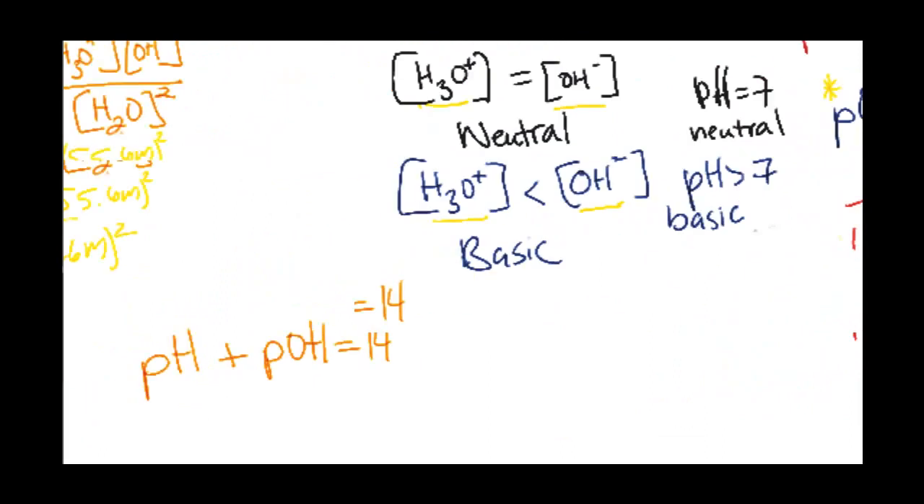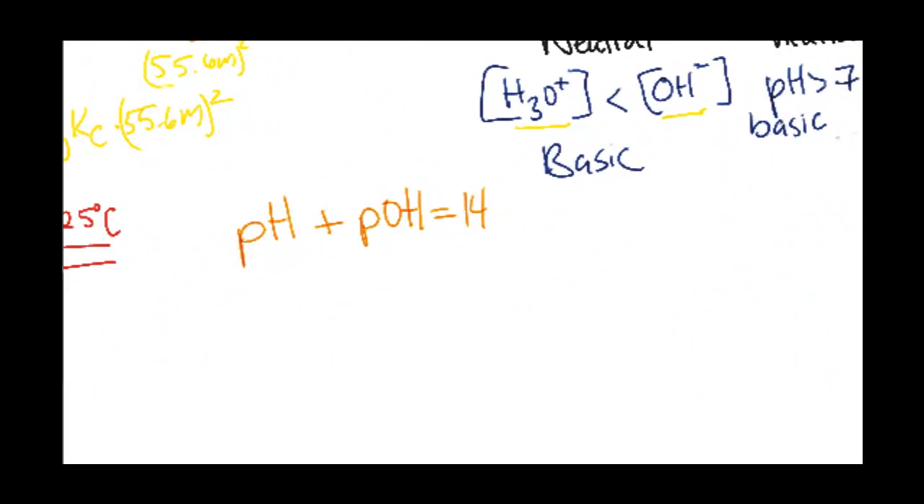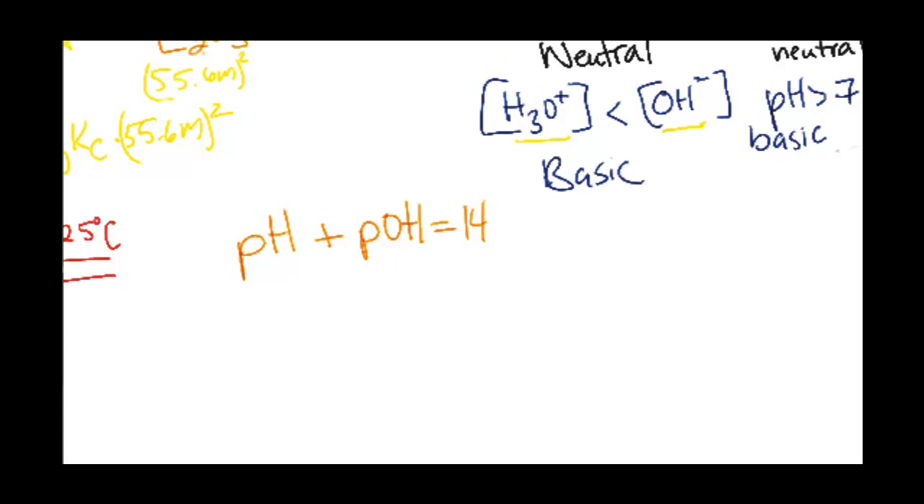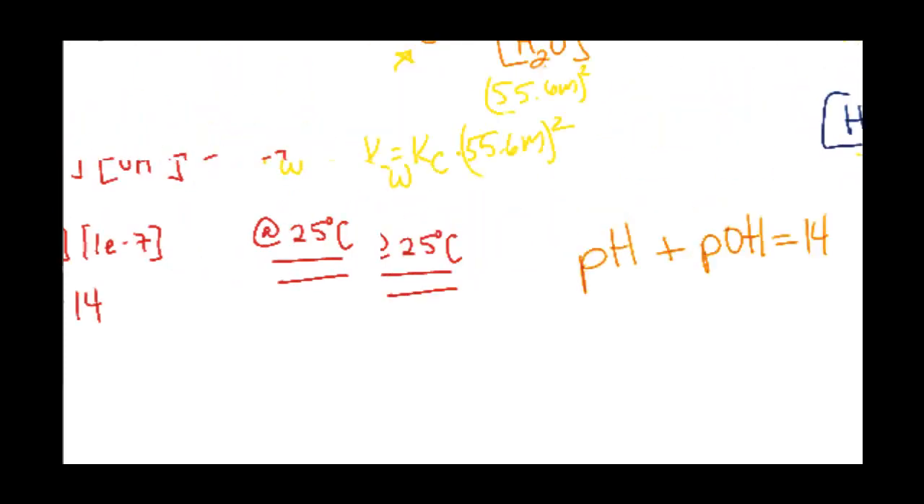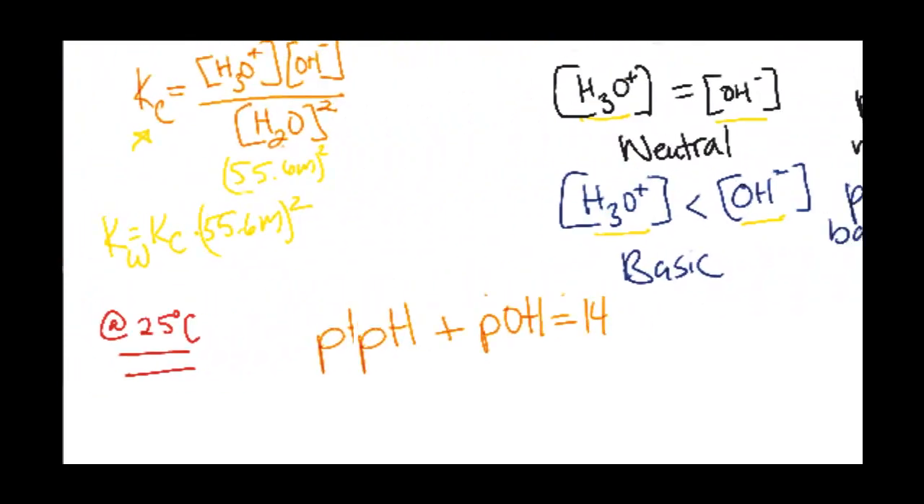Alright, and as a result, if you were to look at the relationship between pH and pOH, you add them together, they should equal 14. So if you know one and want the other one, just do 14 minus the one that you know to get the other. Okay? I think that's basically it.